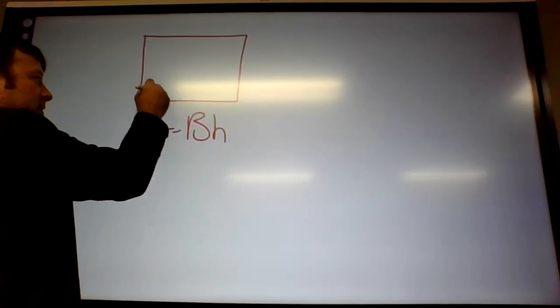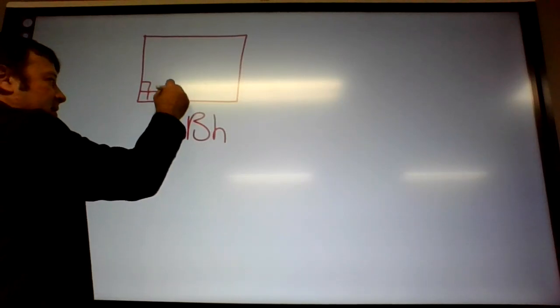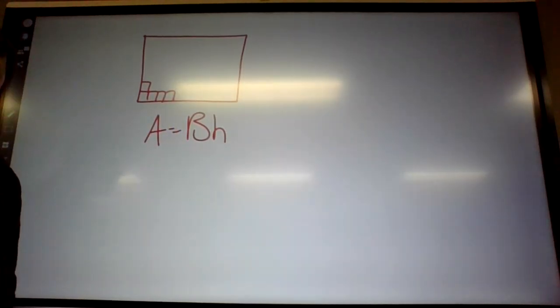How do we find the area of a rectangle? Base times height. That one. So remember, area is how many little squares fit inside it, and it is base times height.